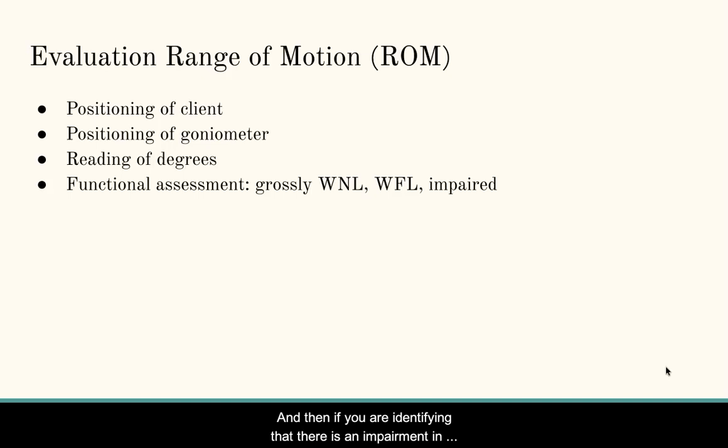And then if you are identifying that there is an impairment in range of motion in a particular upper extremity, you need to identify how it is impaired. Just saying impaired is not enough. So it's specifically which joint, what that impairment looks like. Did you need to pull out your goniometer? Was it identified during an ADL? And also, is this baseline or is this new?